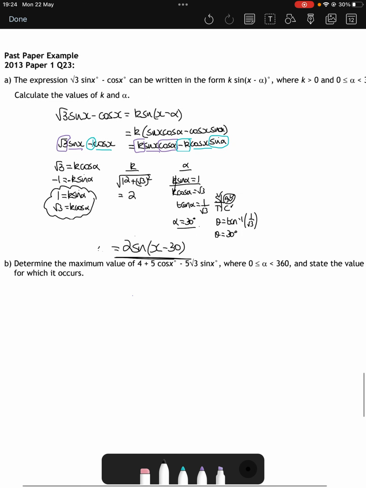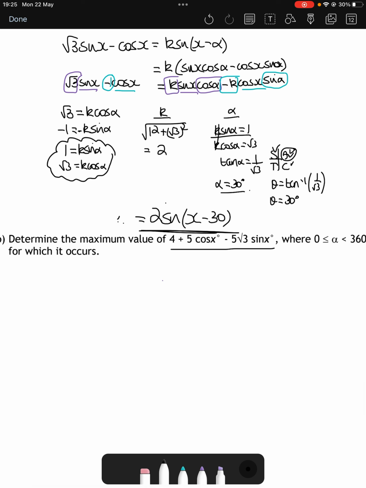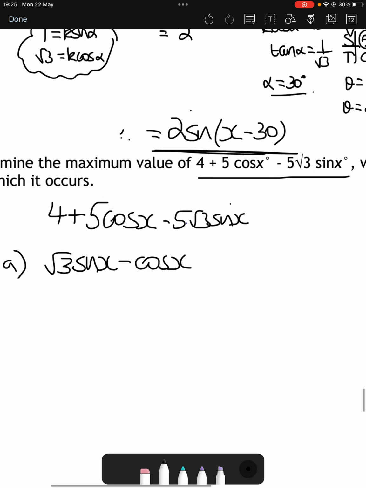Right, then it says determine the maximum value of that and state the value of x at which it occurs. Right, so let's relate this to what we started with. Now, we have here 4 plus 5 cos x minus 5 root 3 sin x. Okay, now what did part A ask us? Part A actually asked us root 3 sin x minus cos x.